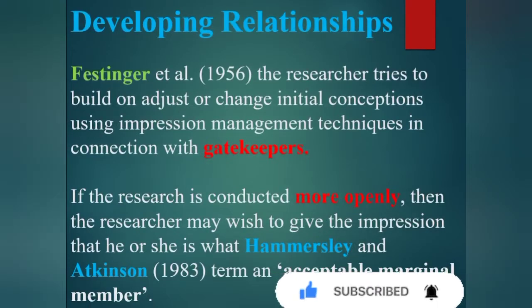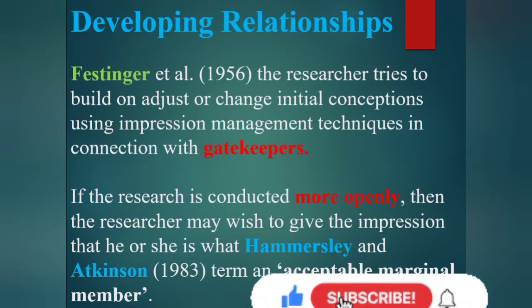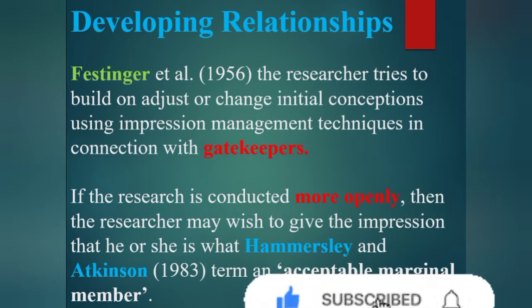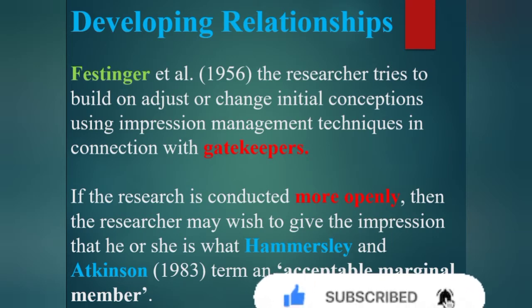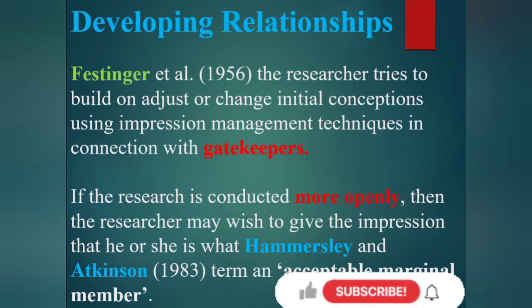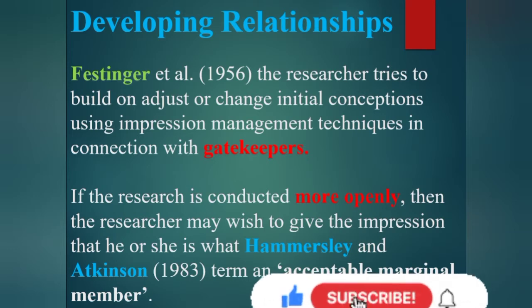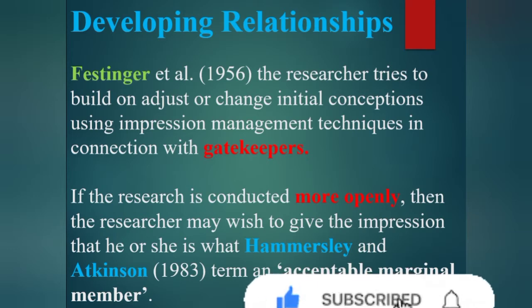Developing relationships. Festinger et al., 1956: the researcher tries to build on, adjust or change initial conceptions using impression management techniques in connection with gatekeepers. If research is conducted more openly, then the researcher may wish to give the impression that he or she is what Hammersley and Atkinson, 1983, term an acceptable marginal member.